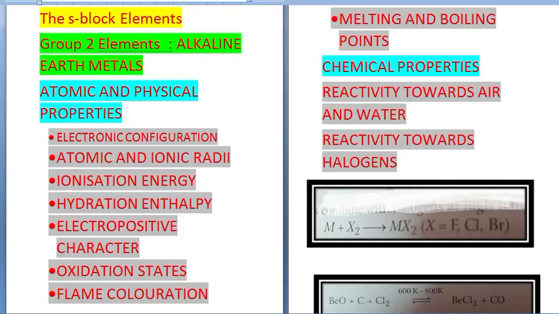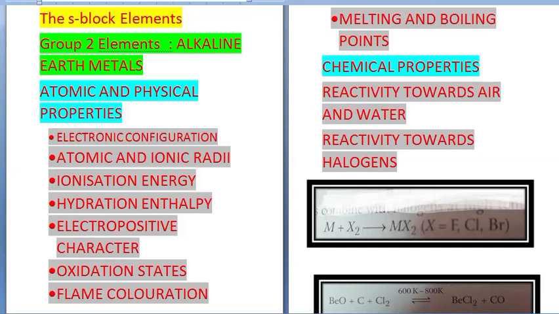Flame coloration. Except for beryllium and magnesium, all other alkaline earth metals give a color to the flame. Calcium gives brick red color, strontium gives crimson color, and barium gives apple green color. This property is similar to that of alkali metals. Beryllium and magnesium, because of their high ionization energy, do not give any color to the flame.